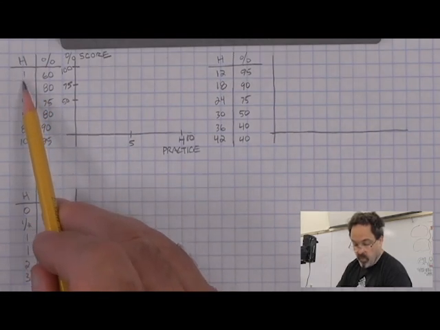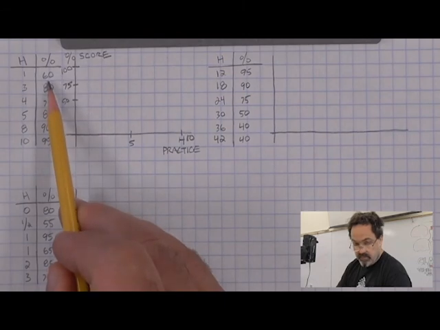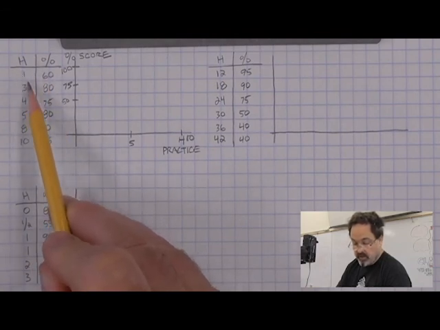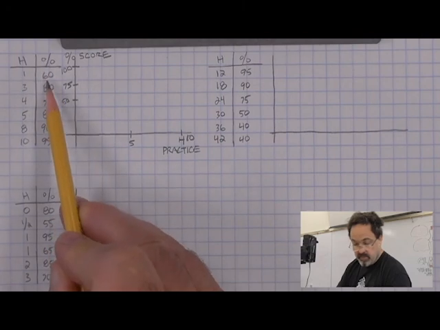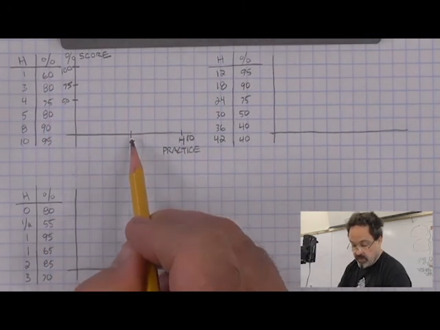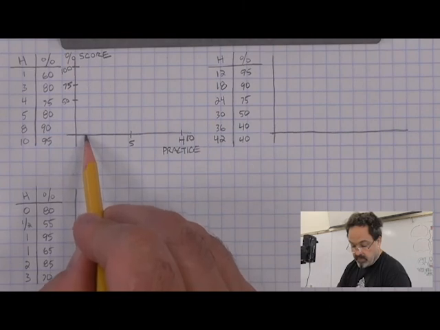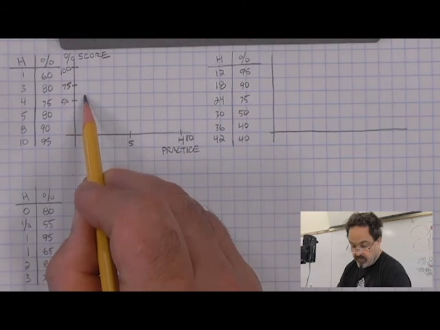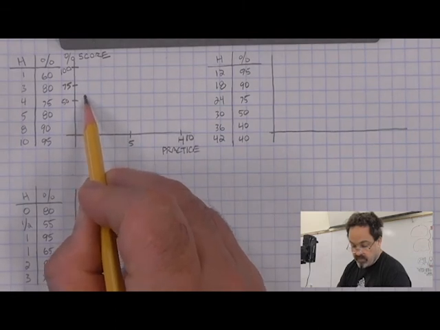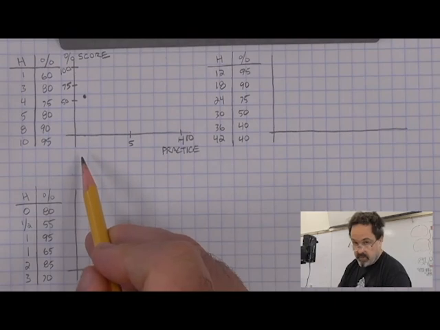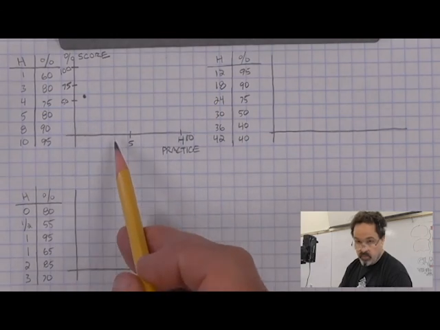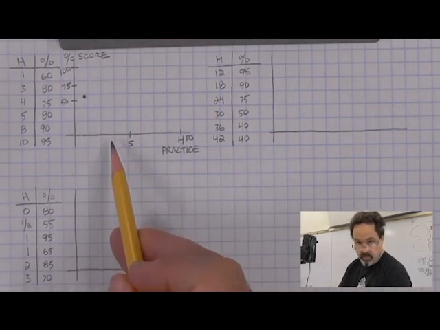When H is 1, then the score is 60%. In the context of the real world situation that we were talking about, that means that somebody practiced for 1 hour and took a test and got 60%. Where is that on our graph? Well, 1 is going to be approximately here. And on the percentage axis, I'm going to go beyond 50 to, I estimate, right about there at 60%. If we're doing this by hand, it's not going to be absolutely precise, but we're doing the best we can to estimate where these numbers are.